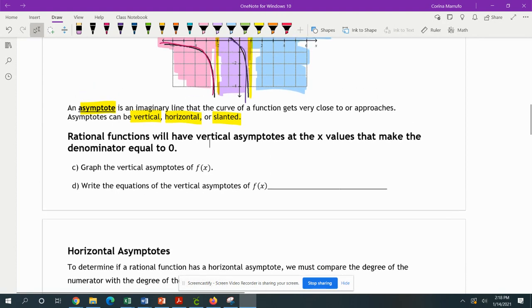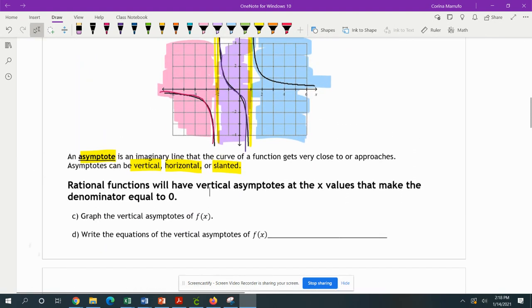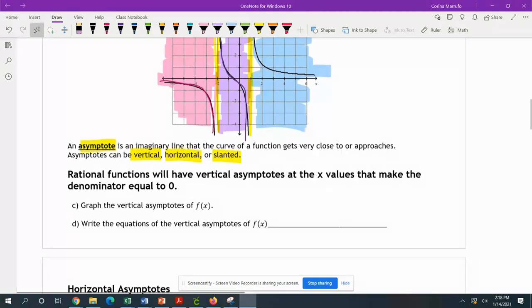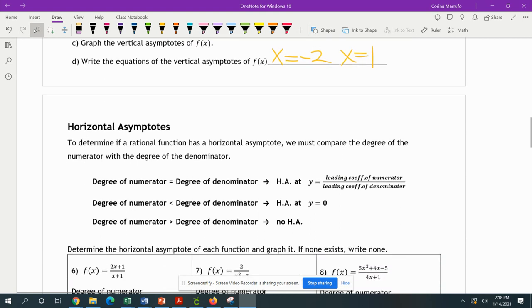So here it says graph the vertical asymptotes. I did it already in those yellow lines. Write the equations of the vertical asymptotes. So we did that earlier. Our vertical asymptotes are at x equals -2 and at x equals 1. Okay? All right, horizontal asymptotes.